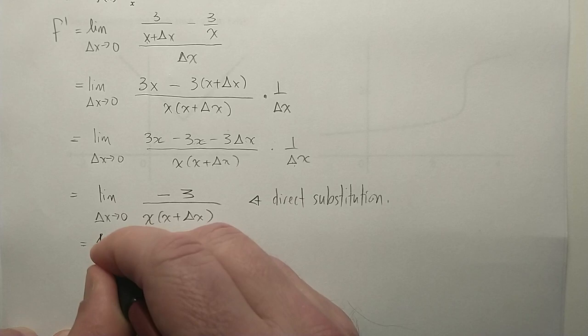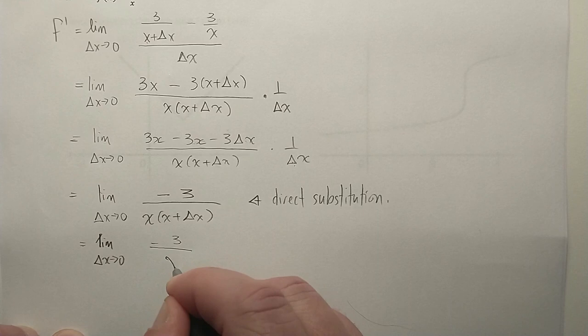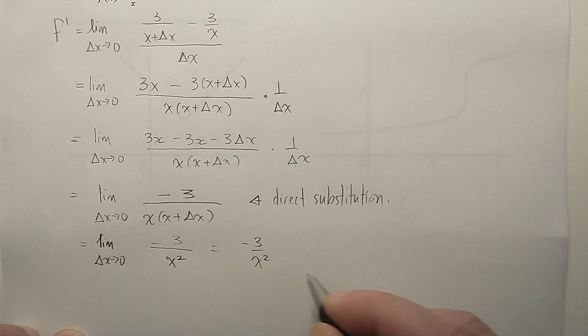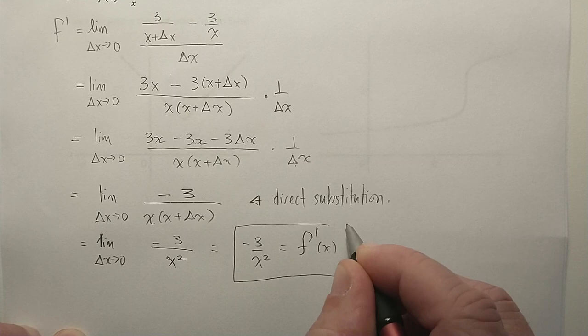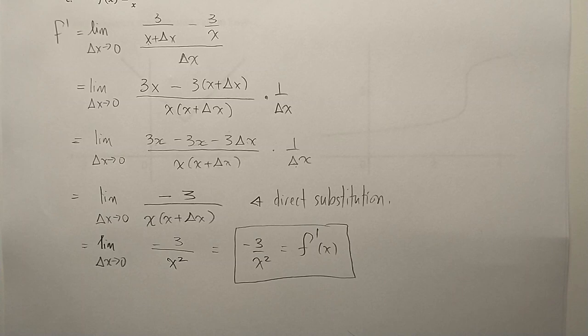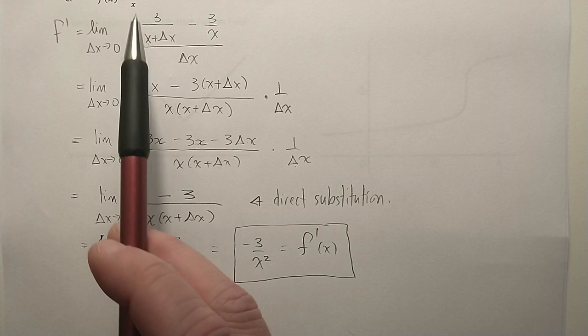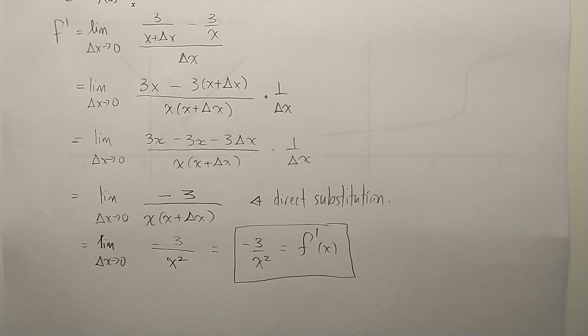the limit as delta x tends to 0, which is negative 3 over x squared. There's your derivative of 3 over x. Keeping in mind, this is the derivative. It tells you the slope of the tangent at any value of x where your function is defined. Obviously, we can't find the slope at 0 because our graph has a vertical asymptote at 0. And so, as you approach that, the slope of your function goes to infinity as well.